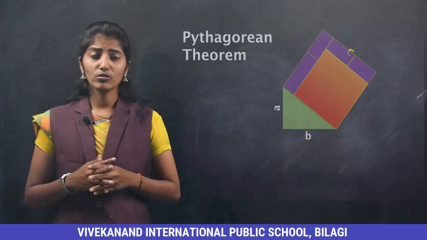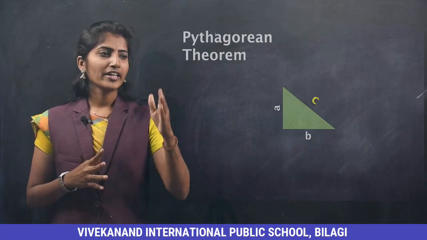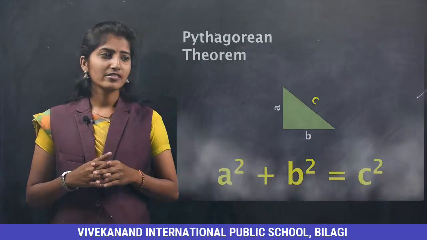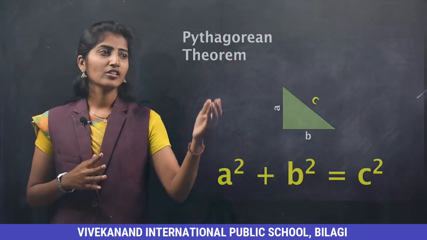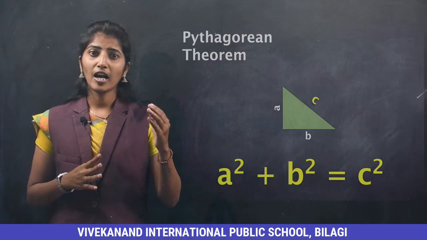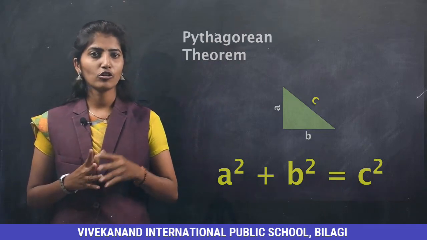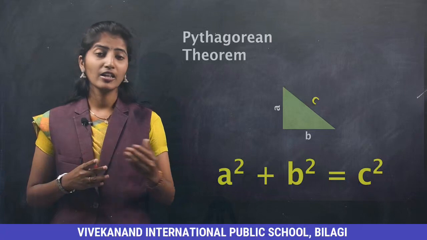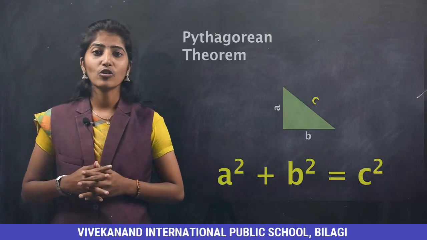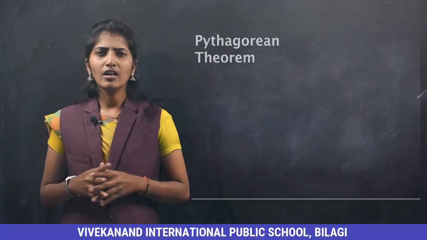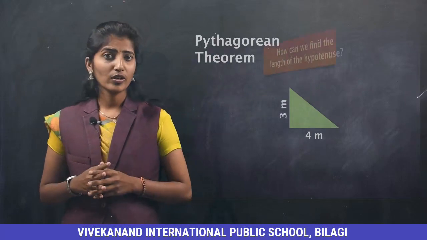By summarizing all those things, we get a right angle triangle with the sides like A, B, C, where C is the hypotenuse. Then we have, according to Pythagoras statement, A square plus B square is always equal to C square. Let us consider an example over it.